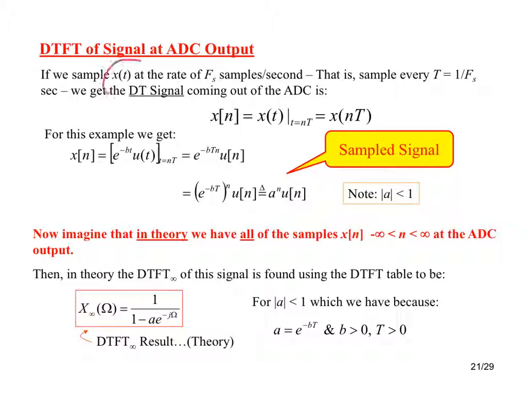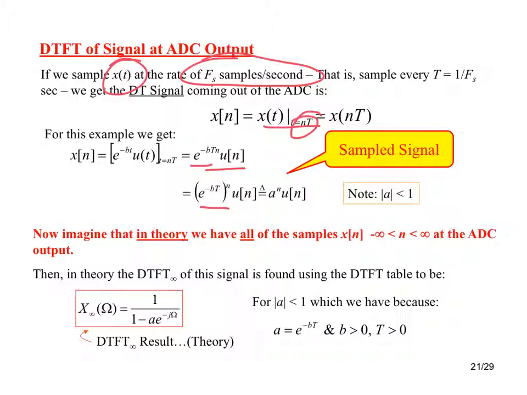So we've got our signal x of t. We're sampling it at a rate of fs samples per second. So we're just simply evaluating x of t at the points capital N times capital T. And so we plug that in for our signal here. And we see that we can combine the e, the minus b, and the t using properties of exponentials. We can write that as e to the minus bt, whole thing raised to the capital N.